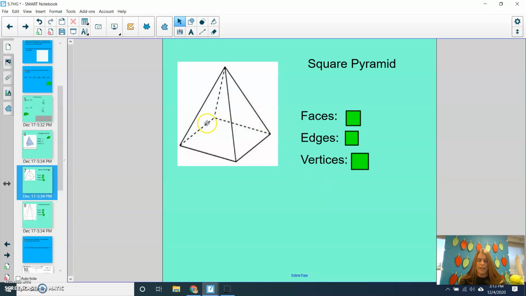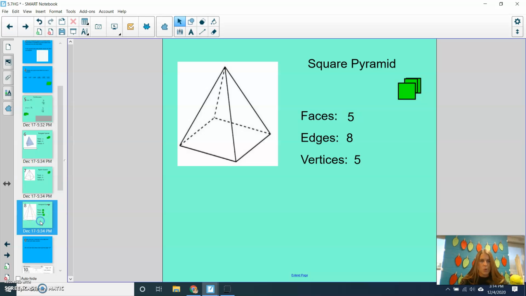So again, the faces are the flat parts. So this time with a square, I know that I have 4 going around, plus I have 1 on the bottom, giving me a total of 5 faces. For my edges, I have 4 going around, and then I also have 4 edges on the bottom. 4 plus 4 is 8 for 8 edges. For my vertices, I have 4 along the bottom, plus I have 1 on top when it comes to that point, giving me a total of 5 vertices.